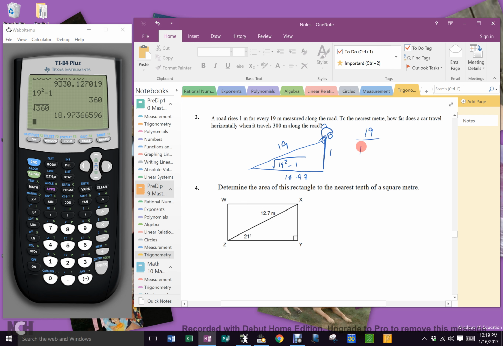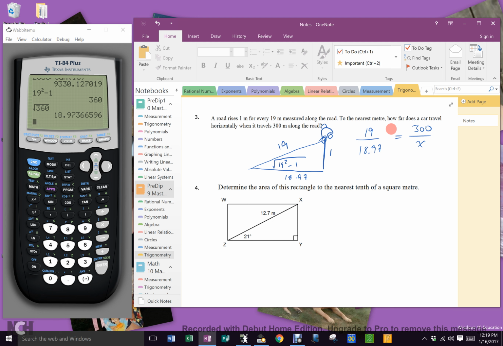19 moves me 18.97, yes? So 300 moves me x. And then you cross multiply, which you already know how to do. Multiply the pair, divide the spare. 300 times 18.97 divided by 19 is 299.53. Now, Mr. Meyer, why'd you give us a Pythagoras question in Trig?